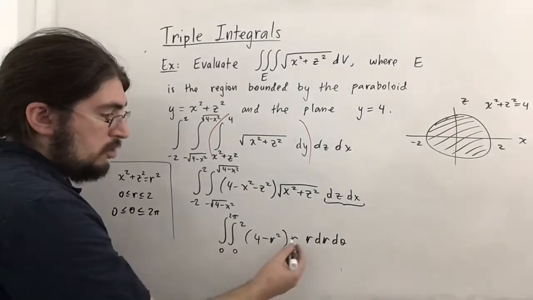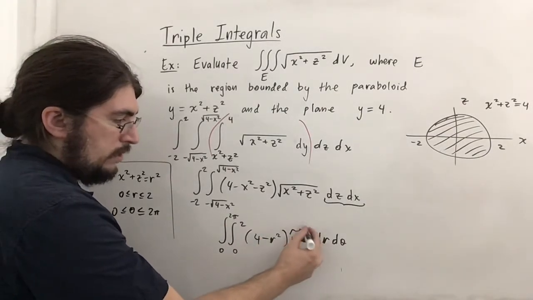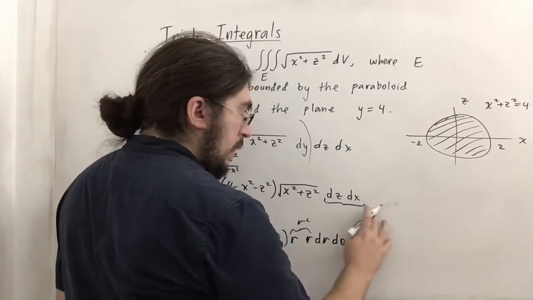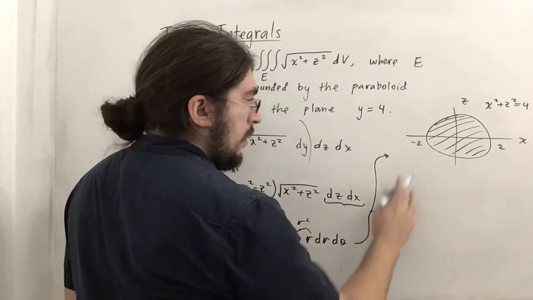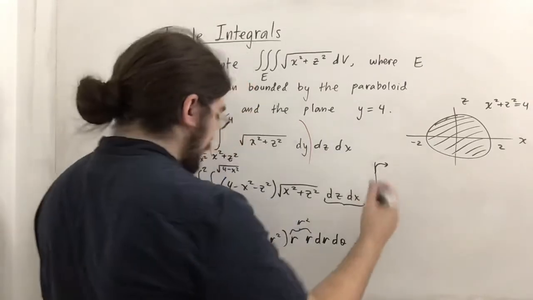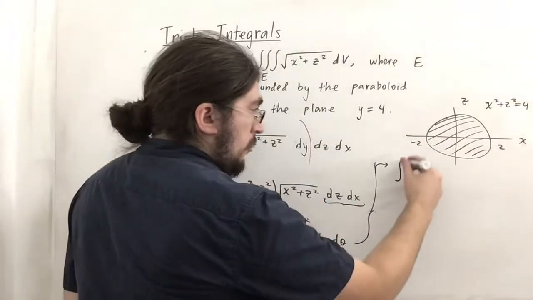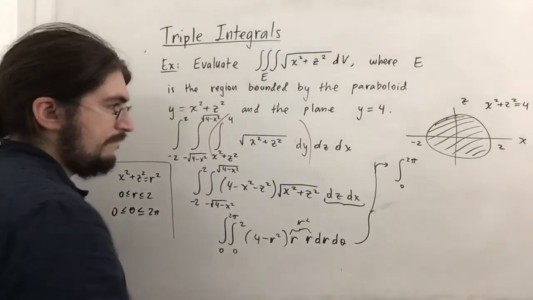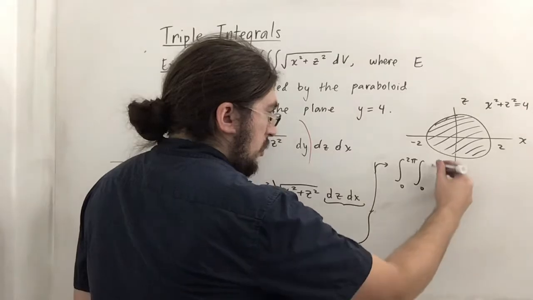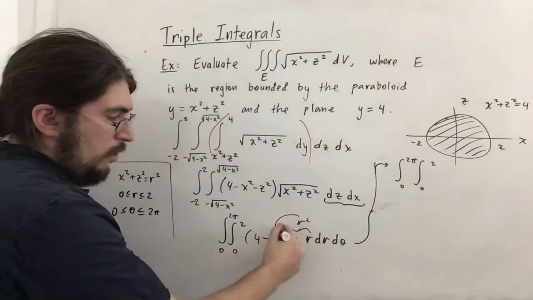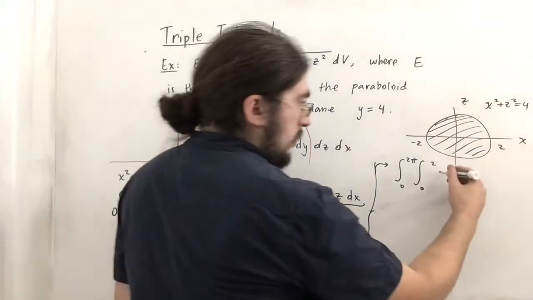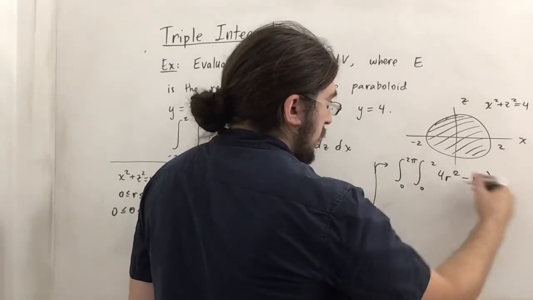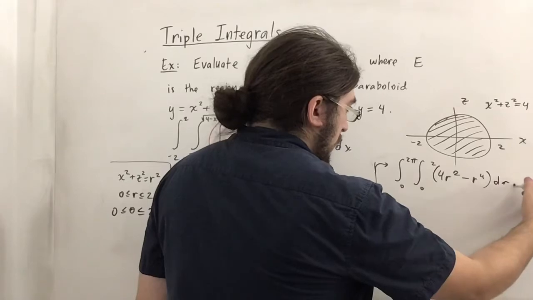So now, if we distribute this, well, this is r squared, notice. And if we distribute that r squared, let me move that way up here, it's a little too tall. There we go. We end up getting the integral from 0 to 2 pi of the integral from 0 to 2. If you distribute this r squared in, you get 4r squared minus r to the 4th, dr, then d theta.